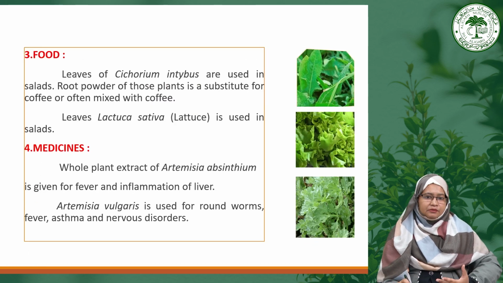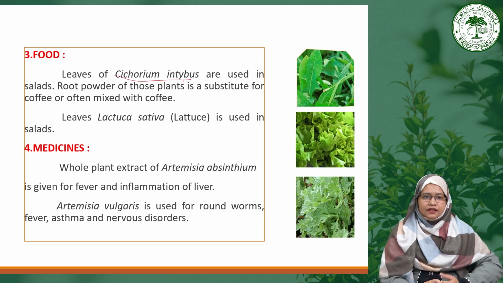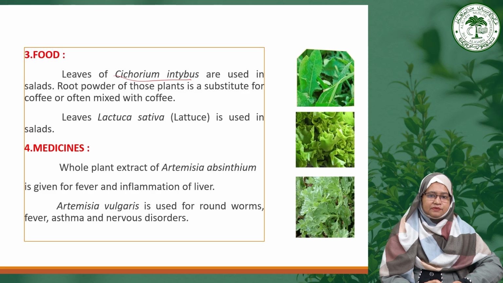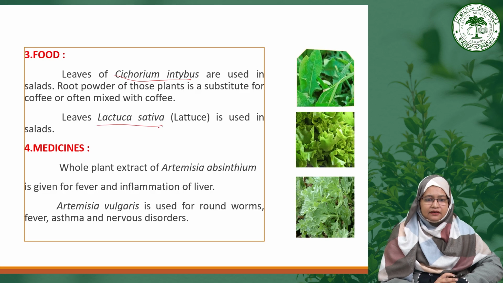Then some plants are also used as food, like leaves of Cichorium, which are used in salads. Then root powder of those plants is a substitute for coffee or often mixed with the coffee. Then leaves of Lactuca sativa, that is the lettuce or salad patta, which is used in the salad.